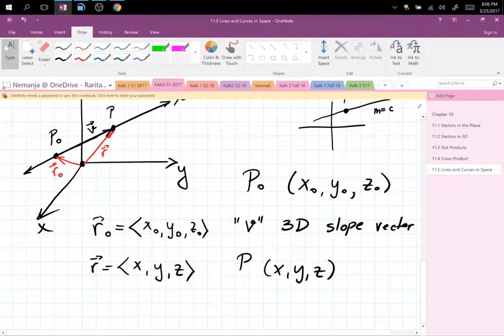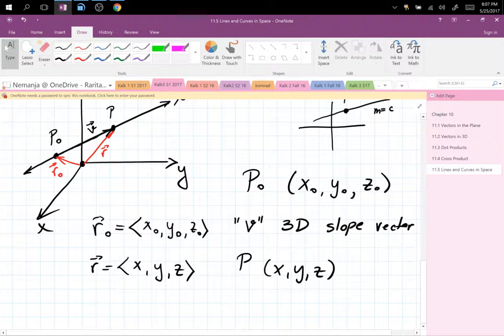Now, one more time to reinforce from last class, we learned to create a vector PQ, you go terminal minus initial. Well, terminal point is x, y, z, and initial point is 0, 0, 0, right? Every vector R starts at the origin, which is why the point and the vector will look the same, except one has parentheses, one has the spiky brackets.